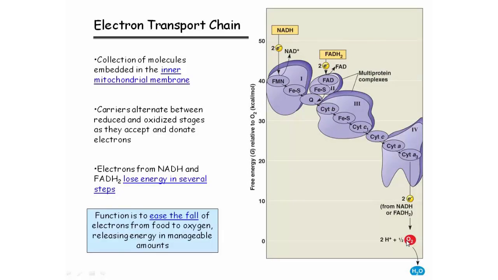The whole function of this electron transport chain is to make it a slow transition from the top of the diagram to the bottom. This is going to mean that energy gets released in manageable amounts, and then the cell is going to be able to better capture that energy to use it for the ATP synthesis process.